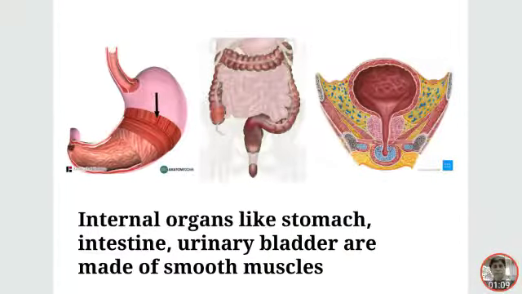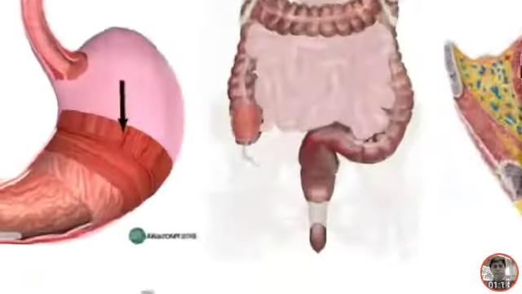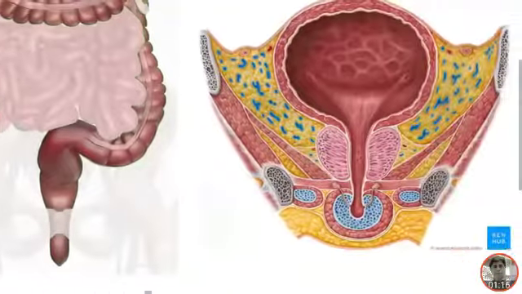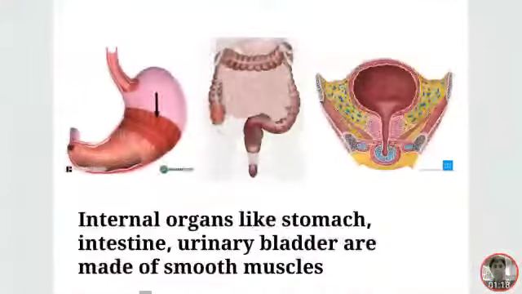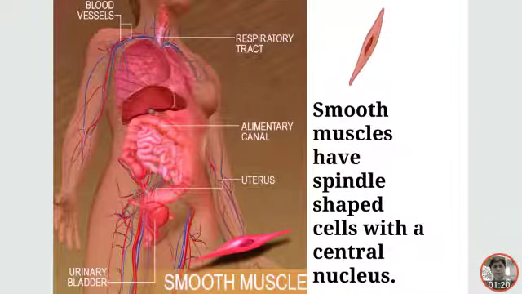Internal organs like the stomach, intestine, and urinary bladder are made of smooth muscles. Smooth muscles have spindle-shaped cells with a central nucleus.